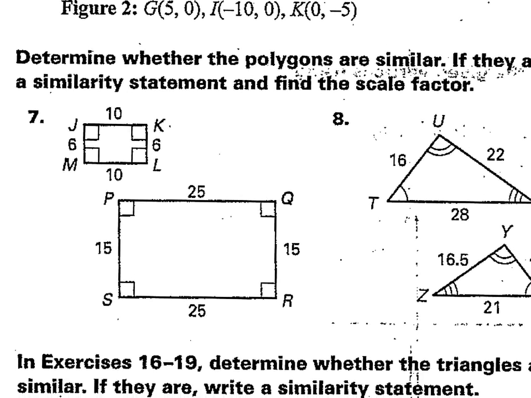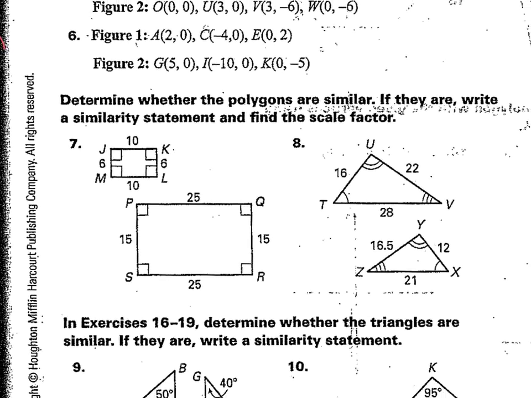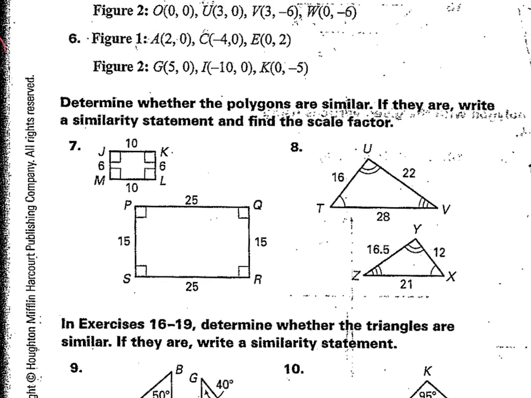Seven and 8, we got to determine whether or not these are similar polygons. So to do that, you just got to check the scale factor for each shape. Take corresponding sides, like 10 over 25, reduce the fraction in your calculator, and make sure that you get the same fraction for 10 over 25 as you would for 6 over 15 maybe. If they're the same, then they're similar.